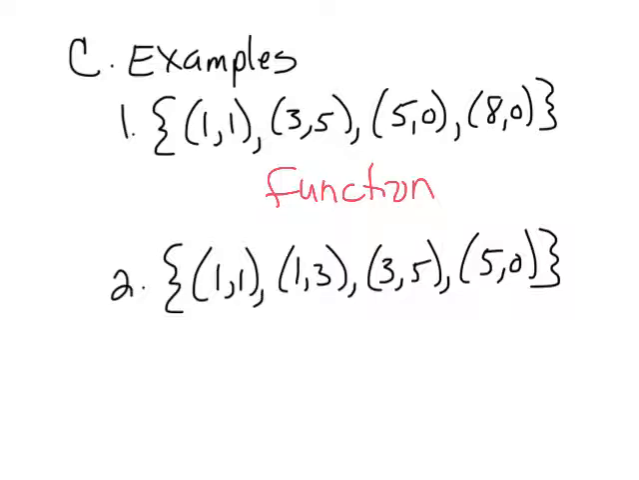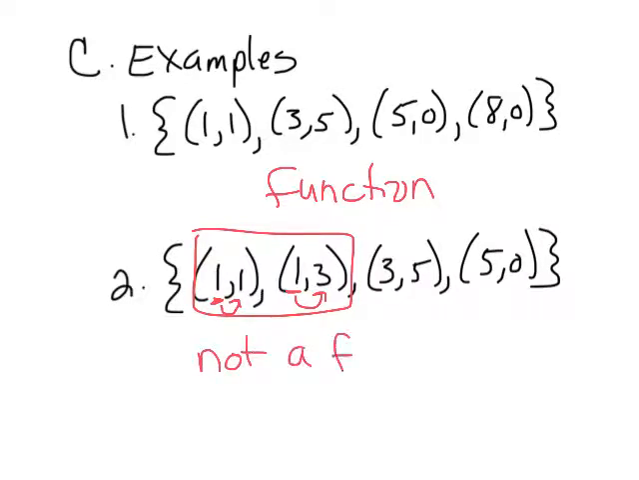Now look at the second one. I have a 1 that points to a 1 and a 1 that points to a 3 right here. This makes it fail. Okay, this is not a function. It is a relation, but not a function because it fails the one output for every input criteria.